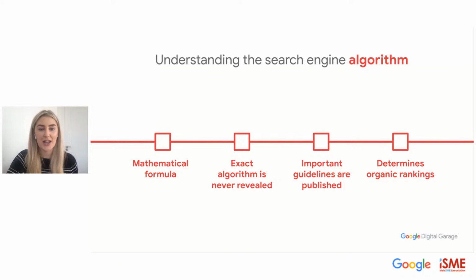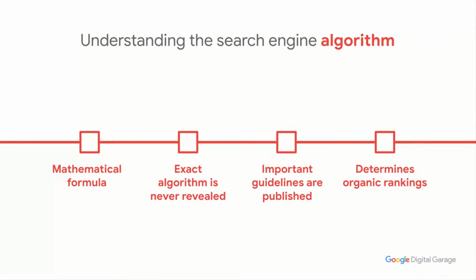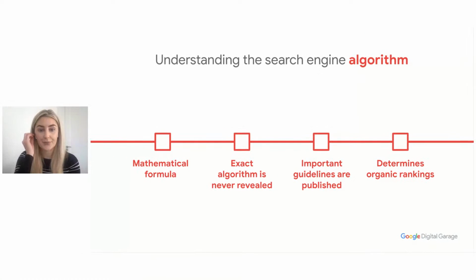So what is a search engine algorithm? An algorithm is a mathematical formula in which countless factors are important. The operation of an algorithm is never shown exactly. Occasionally, guidelines are released. The algorithm is decisive for the ranking of the search results.